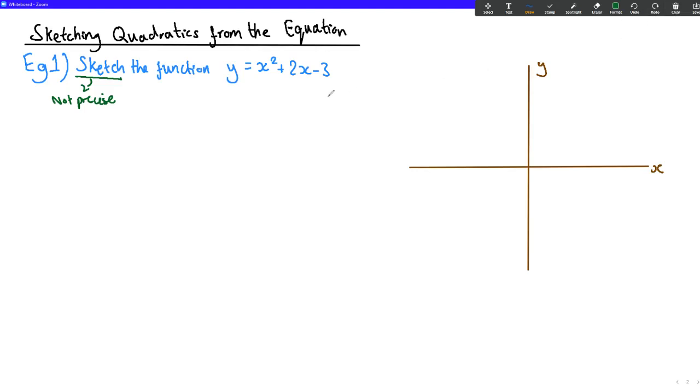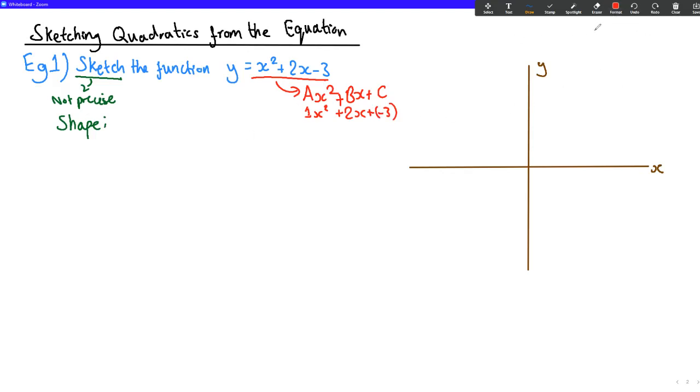Okay, so first off, let's figure out what the shape is. How do we do this? Well, remember when I said that the quadratic form is the same as saying ax squared plus bx plus c, where a, b, and c are just numbers. So a in this case would be 1, 1x squared, b would be 2, and c would be -3, like that. So the shape of the curve is determined by a.